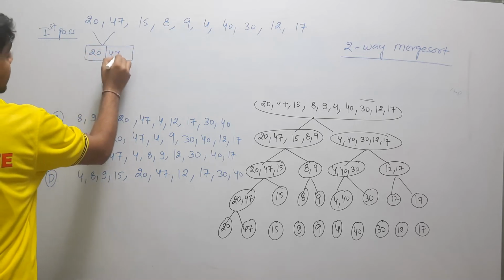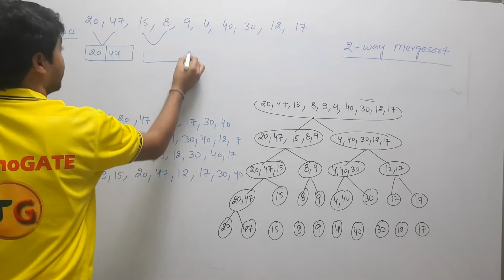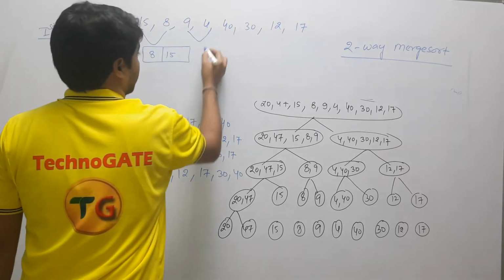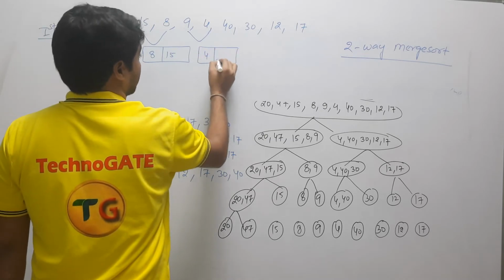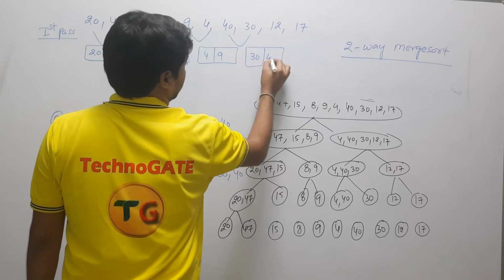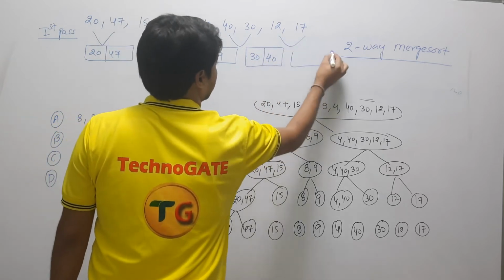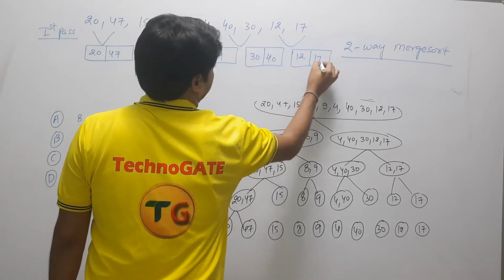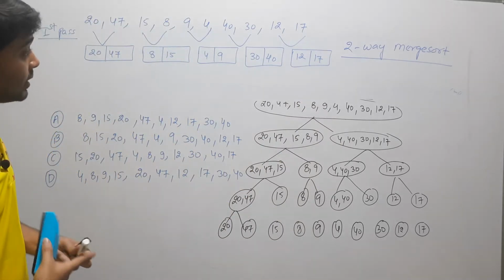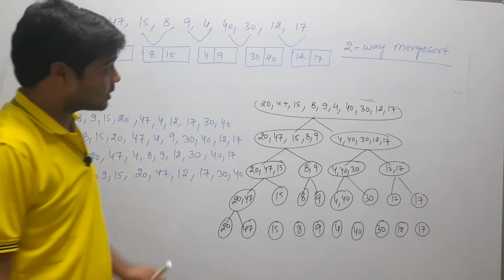20, 47 sorted here. 8, 15, because the merge procedure sorts the sub arrays. 4, 9, 30, 40, 12, 17. So this is the first pass. After the first pass, this is the answer.